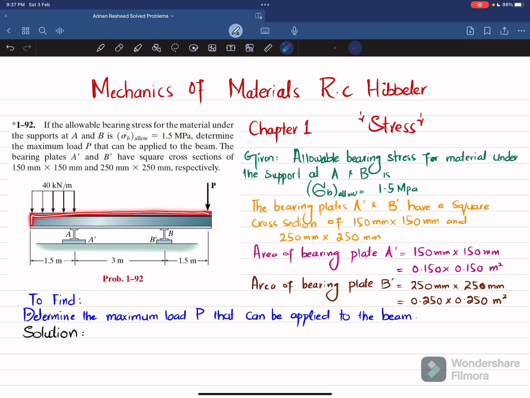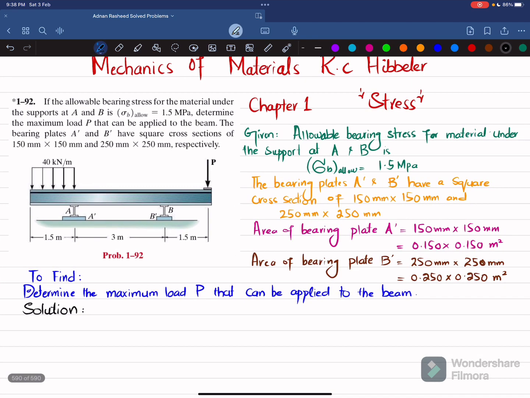You can see this is the beam, having supports A and B, and there are bearing plates A dash and B dash at these supports. There is a uniformly distributed load over a length of 1.5 meter, and the cross sectional area of A dash is 150 by 150 millimeter, and at B it is 250 by 250 millimeter. So you have to find the greatest or maximum load that can be applied on this beam. So let's start with the solution. What will be the first step? The first step is that if you remove this support at point A, you will have a reaction force.